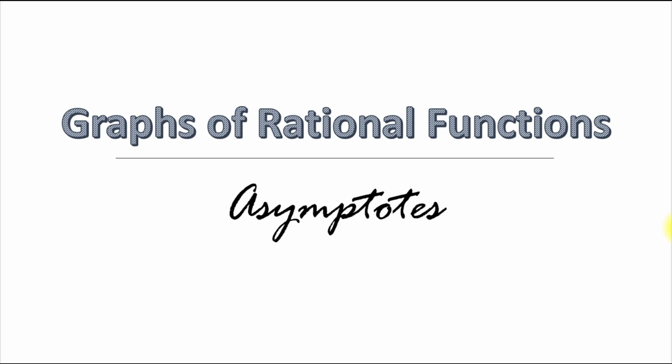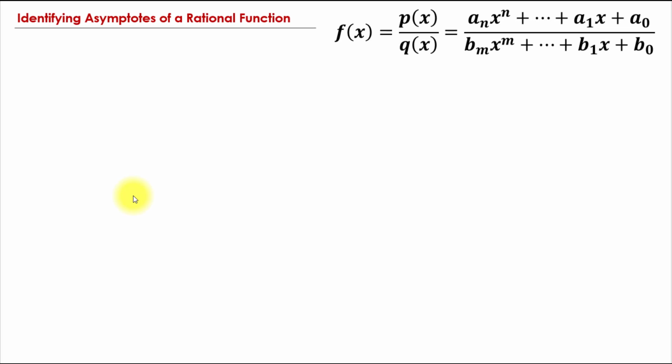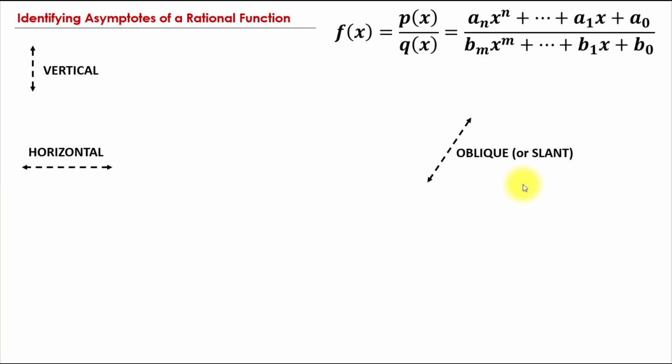Hi everyone, in this video we're going to practice determining the asymptotes of a graph of a rational function. First of all, let me remind you that there are three types of asymptotes that a graph of a rational function might have: vertical asymptote, horizontal asymptote, and oblique or slant asymptote. And let's review the steps that we need to take in order to identify each type of asymptote.